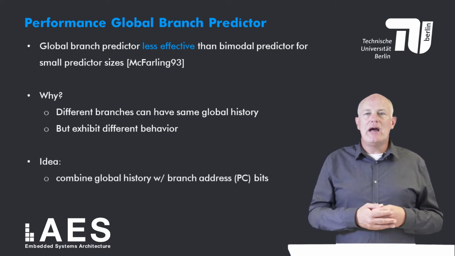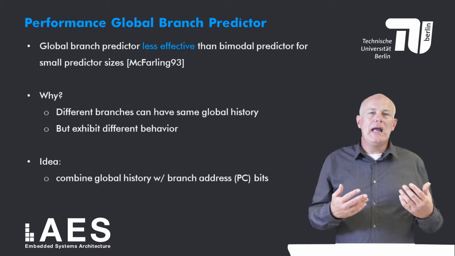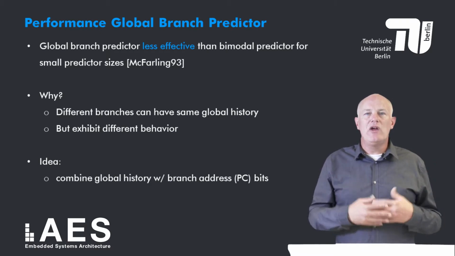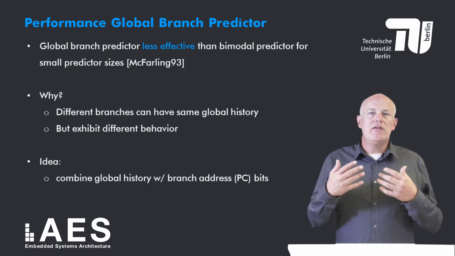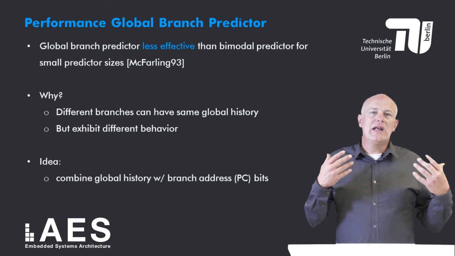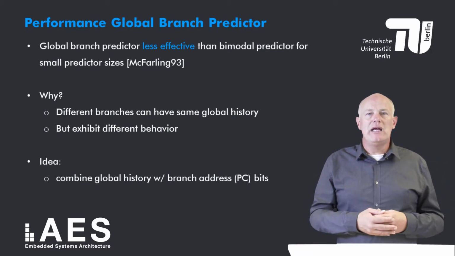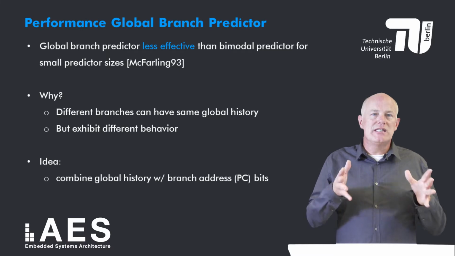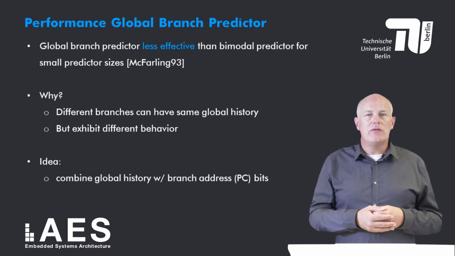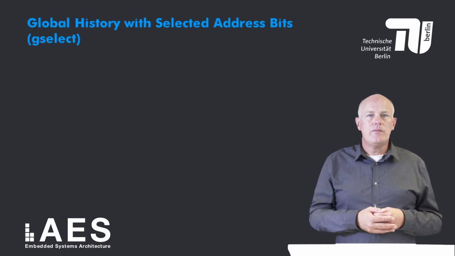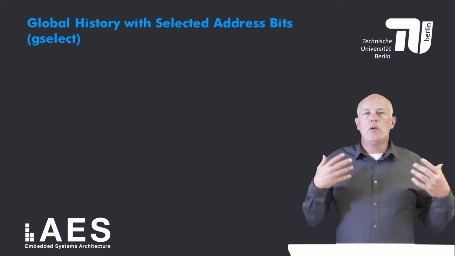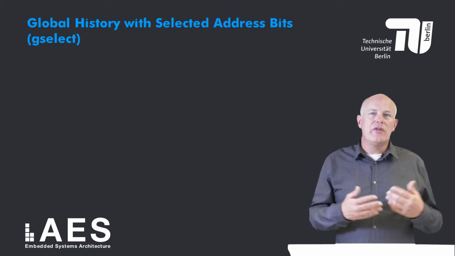How can we remedy this situation? One idea is to combine the global history with the branch address, that is the PC bits, somehow, so that different branches with the same global history no longer map to the same entry in the table of counters. I will present two branch predictors based on this idea.